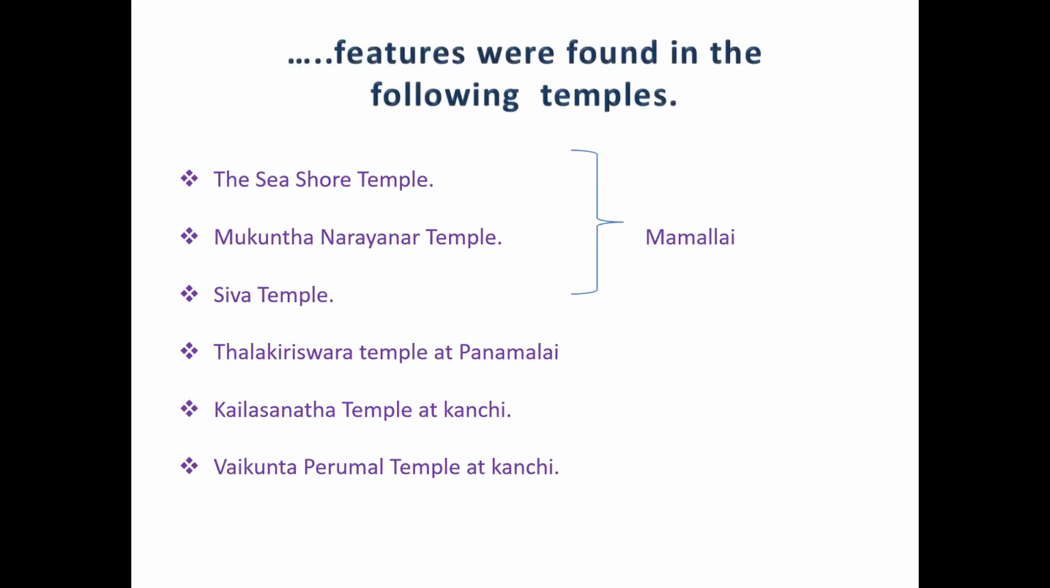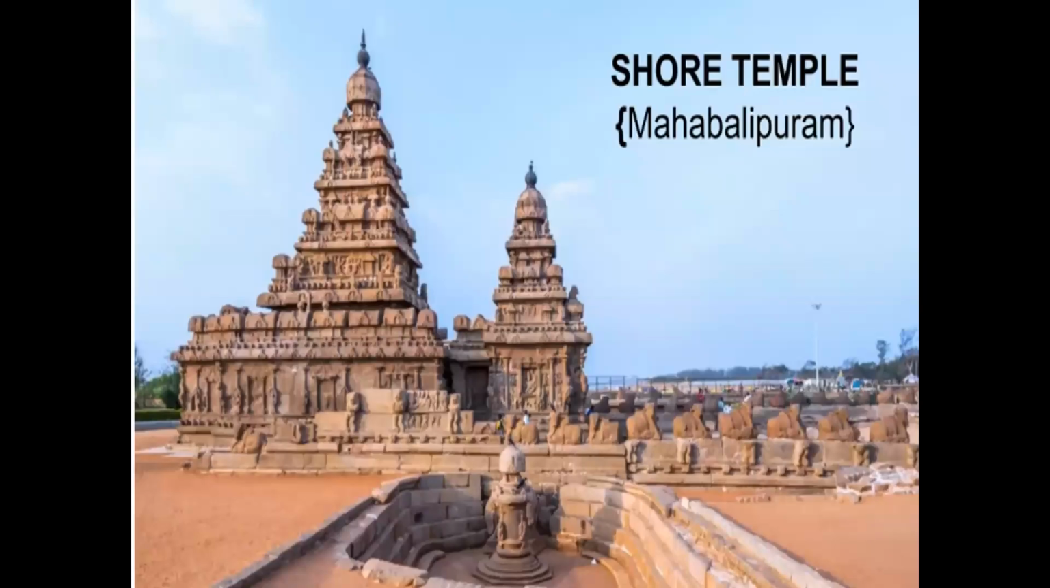With the above mentioned features, the following temples are found: the Seashore Temple, Mugundesha Narayana Temple, Shiva Temple at Mamalai, Talakirishwara Temple at Panaimalai, Kailasanatha Temple at Kanchi, and Vaikunta Perumal Temple at Kanchi. This is a picture of the Seashore Temple at Mahabalipuram.